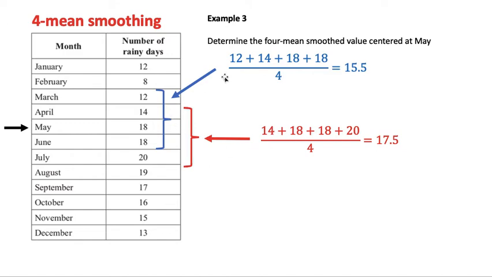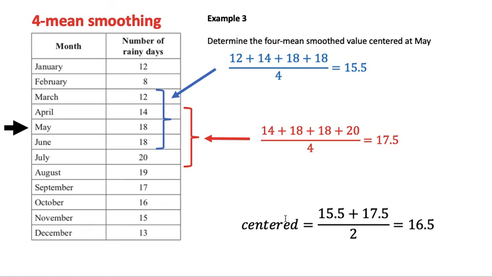So with the blue calculation there, we've got a value for between April and May, and with the red calculation, we've got a value for between May and June. The last step is called centering, and that's where we center the value back to May by averaging out these 2 numbers. So we're going to add these 2 numbers together, 15.5 plus 17.5, divide them by 2 because we're finding the average of 2 numbers, and that result will give us the final value, the smoothed value that is centered at May. So our final answer for this question is 16.5.